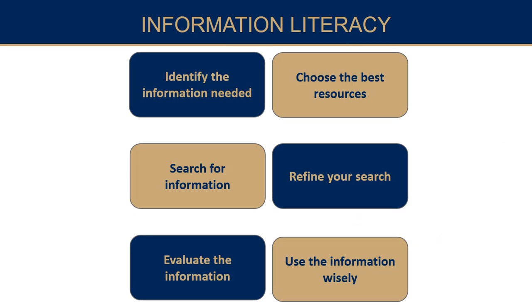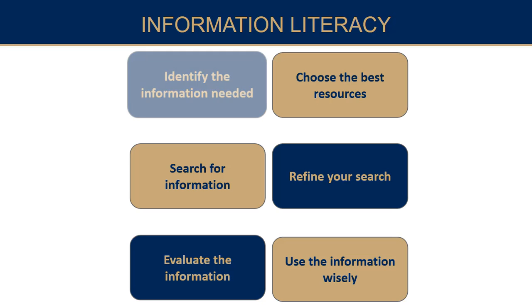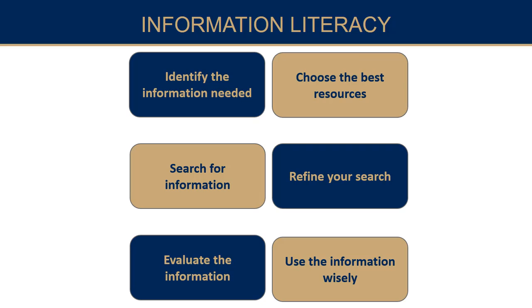Information literacy is the ability to find and evaluate information to help you make sound decisions in life, whether for academic, professional, or personal purposes. First, take the time to identify the information you need. Read your assignment instructions carefully. Check to see if a specific topic or type of information is assigned.